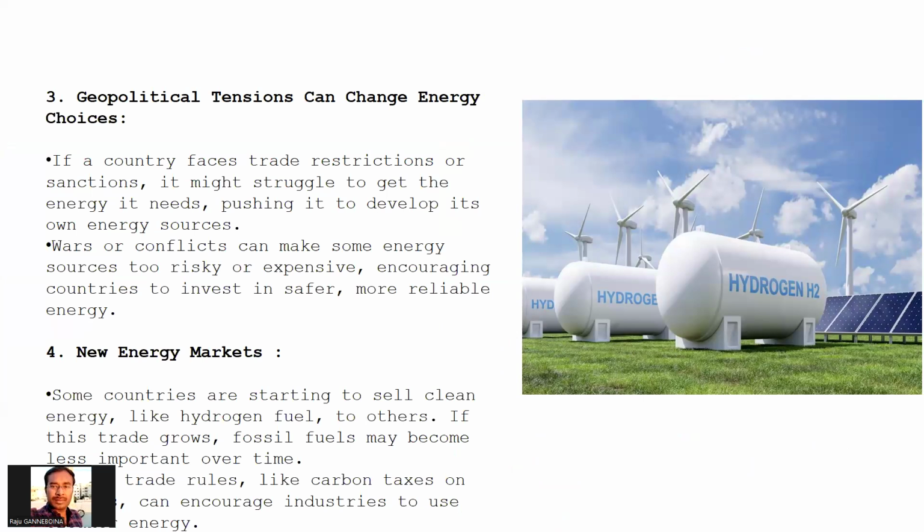The third thing is that geopolitical tensions can change clean energy choices. If a country faces trade restrictions, like what is happening with Mexico and Canada, it might struggle to get the energy it needs, pushing it to develop its own energy resources. Now we all know that we depend highly on the USA as its market is very big. Wars or conflicts can make some energy sources too risky or expensive, encouraging countries to invest in safer or more reliable energy.